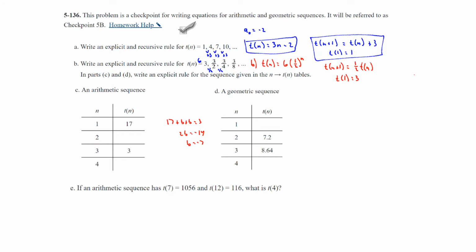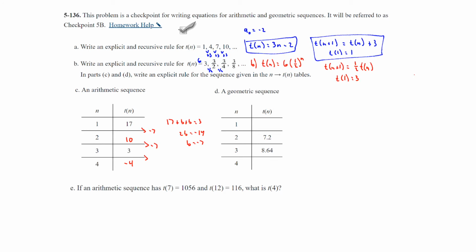So let's take a look. So if we add negative 7, that would be 10. And if you add negative 7 again, that would be 3. And if you add negative 7 again, that's going to be negative 4.